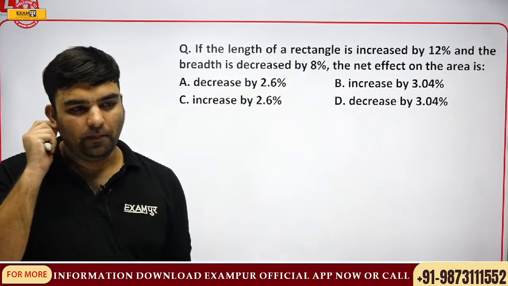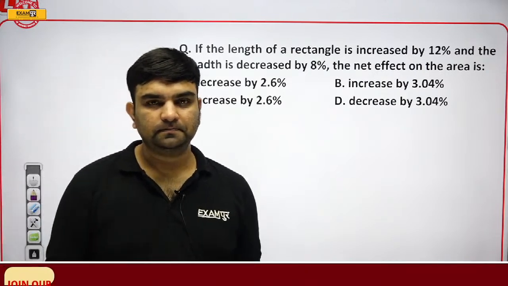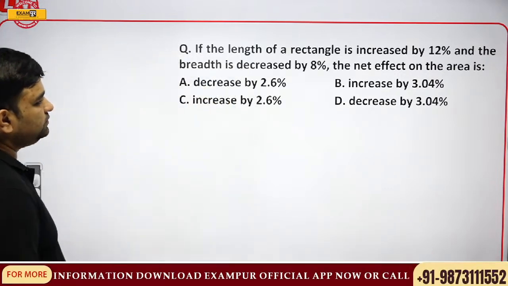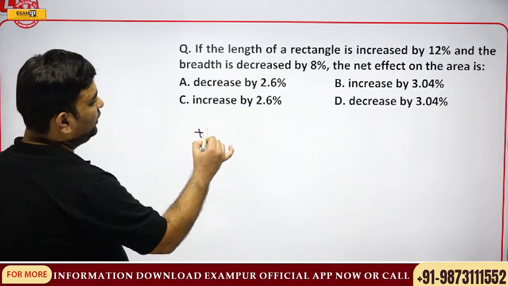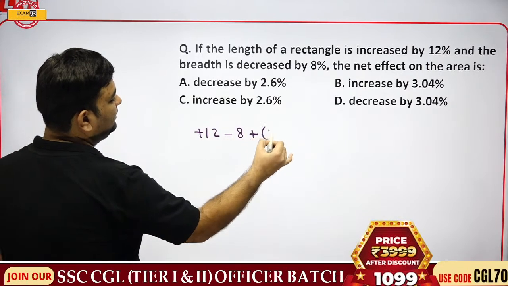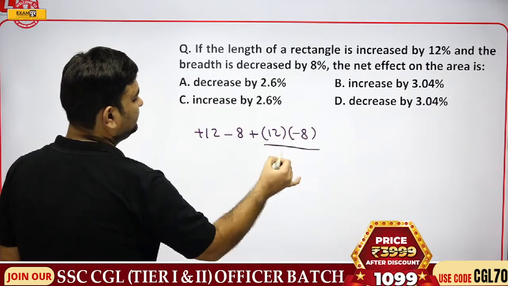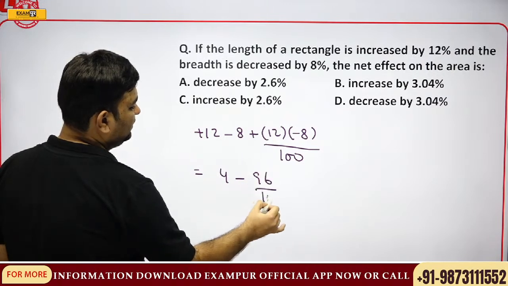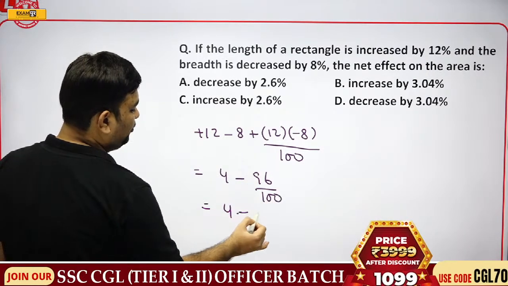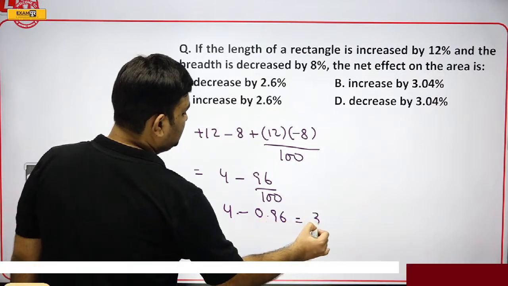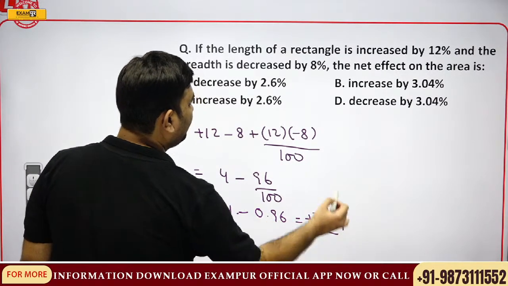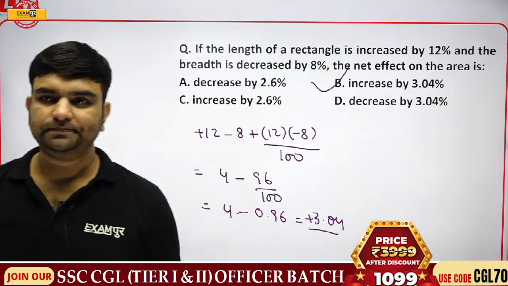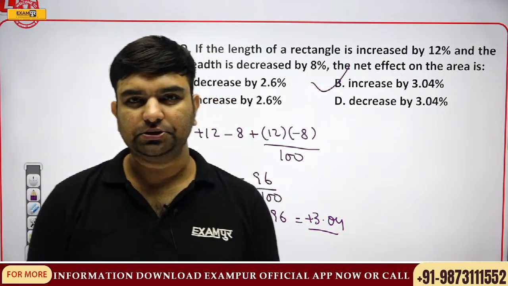Either do it by effective formula or do it by ratio. Effective formula: increment of 12, decrement of 8, increment of 12 and decrement of 8 into 100. 4 minus 96 divided by 100. 4 minus 0.96. 3.04% positive. Effective was best in this question.